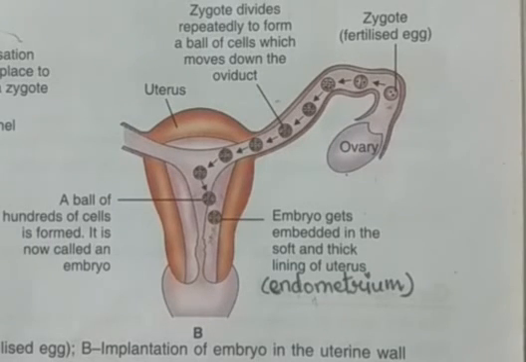Students, implantation of the embryo in the uterine wall occurs on the 7th day after fertilization and is controlled by estrogen and progesterone hormones secreted in the ovaries.